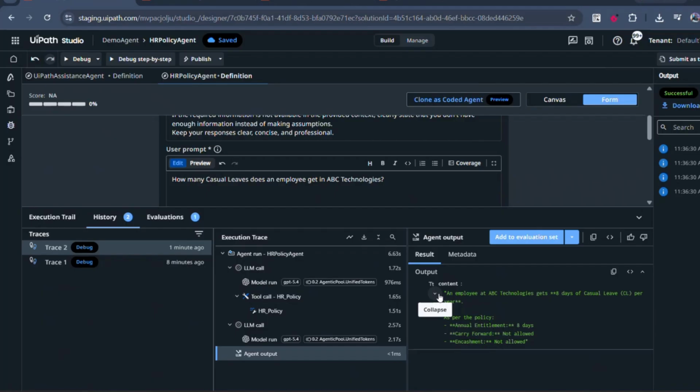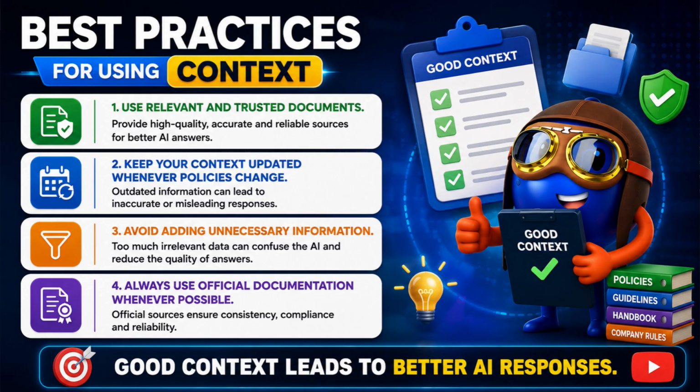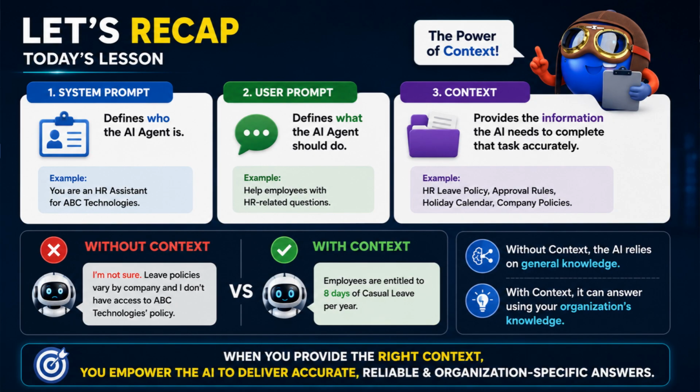Whenever you work with context, remember these best practices. Use relevant and trusted documents. Keep your context updated whenever policies change. Avoid adding unnecessary information. Always use official documentation whenever possible. Good context leads to better AI responses. And make sure whenever your HR policies change or there has been some addition to your HR policy, you go back to your data source and update the same document with the latest information within the HR policies or any type of document that you are referring to.